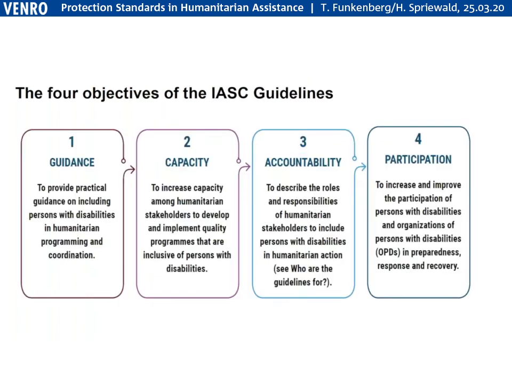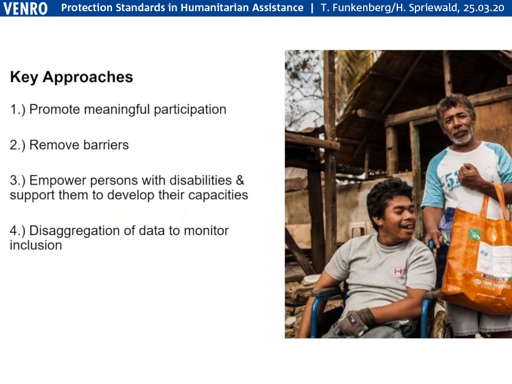The objectives of the IASC guidelines are really to set out essential actions that humanitarian actors must take in order to effectively identify and respond to the needs and rights of persons with disabilities who are most at risk of being left behind in humanitarian action. And the objectives are broken down into 4 pillars: guidance, capacity, accountability, and meaningful participation. The key approaches throughout the guidelines are similar to the ones from HIS.